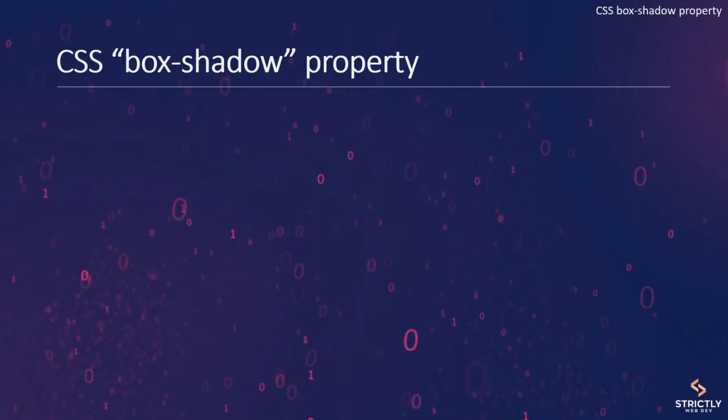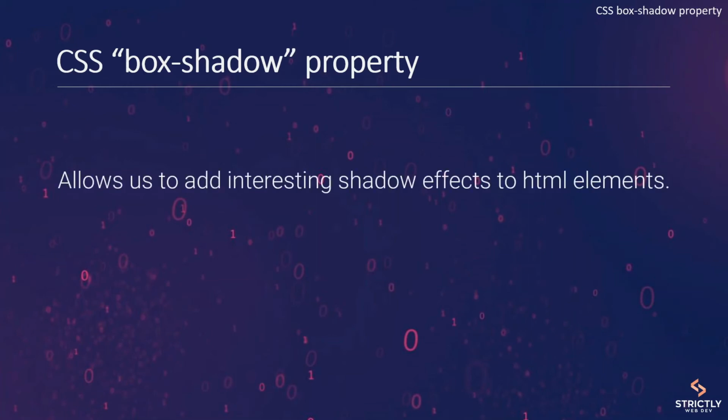So what exactly can we do with the Box-Shadow property? Well, as you probably guessed, it allows us to add interesting shadow effects to HTML elements. So it just basically helps us make things on our website look a little bit more visually interesting by adding a shadow to them, just like we have shadows in real life. So let's look at how we would go about doing that.